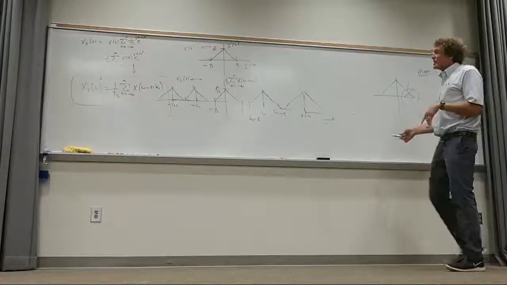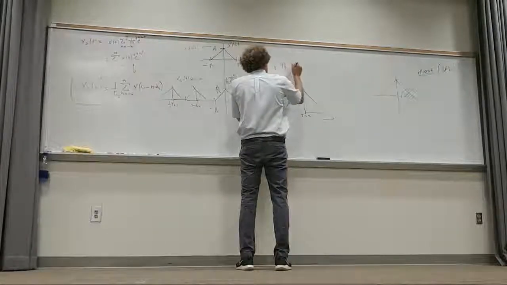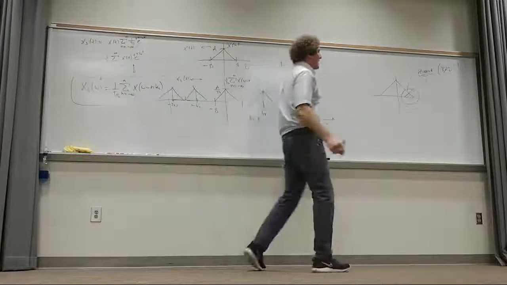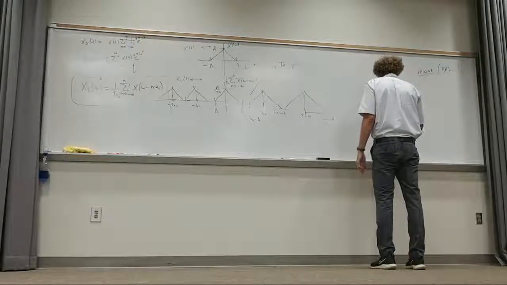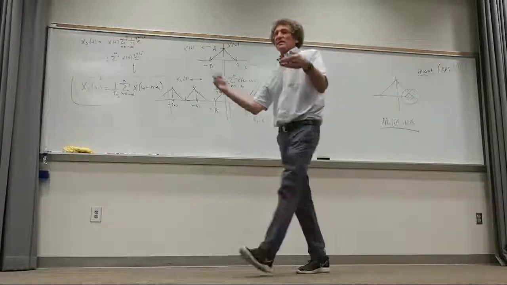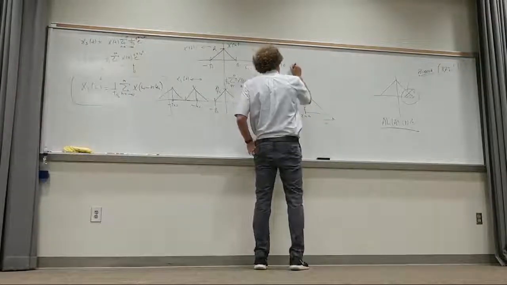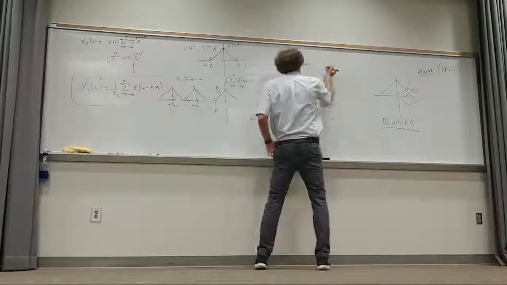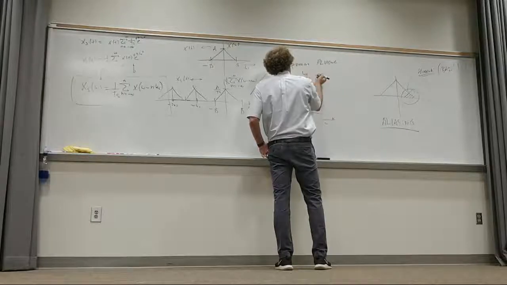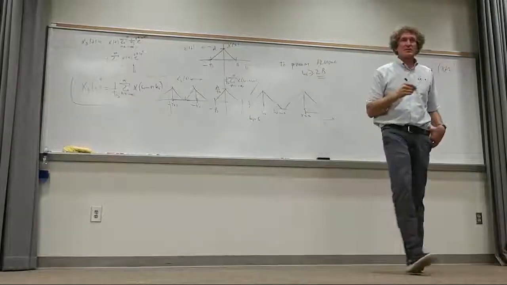All right, remember that. The reason is this. So, to prevent aliasing, omega s has to be greater than or equal to 2 times the highest frequency of interest, or B. That's the highest frequency of interest.